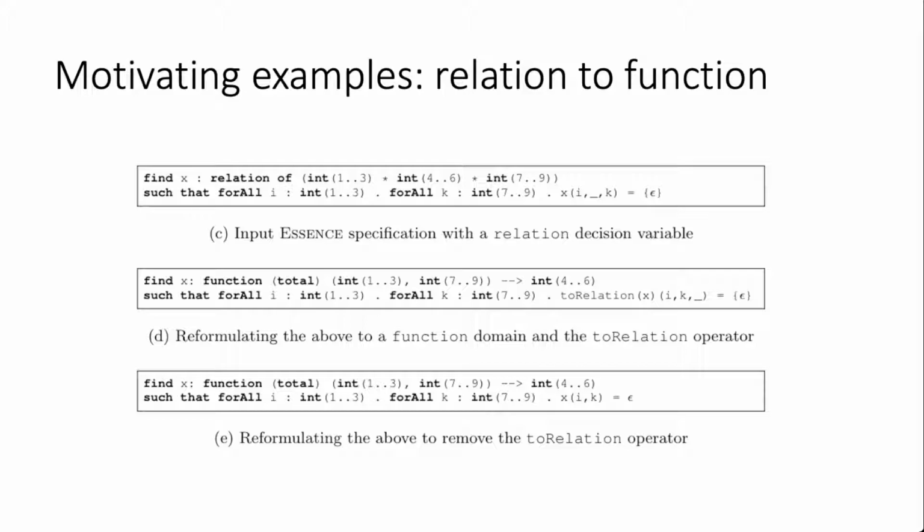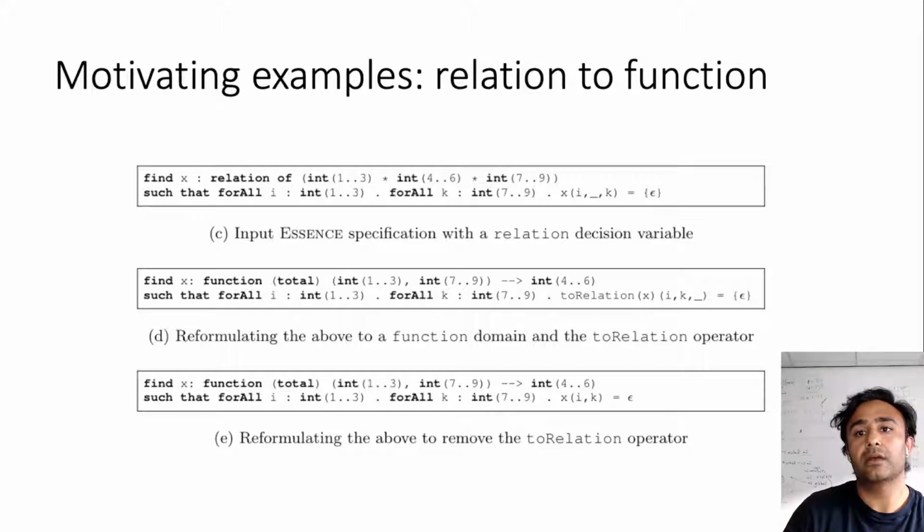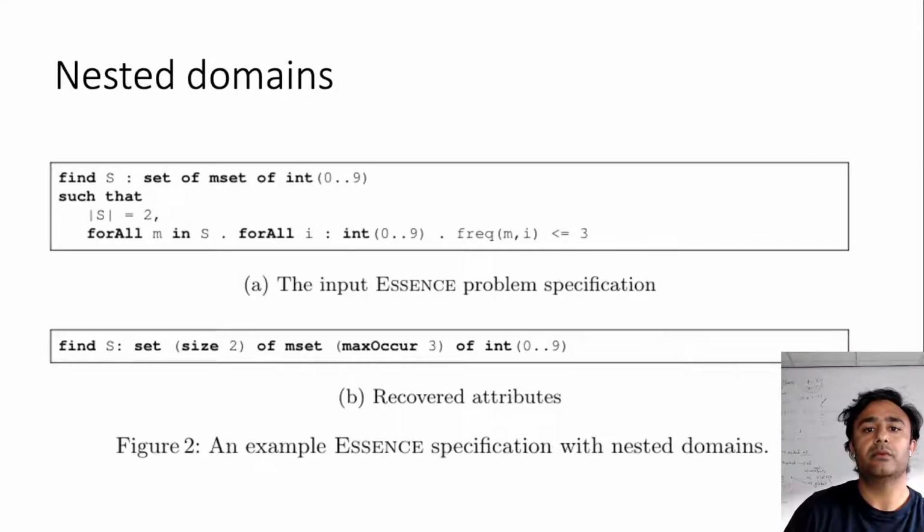This transformation is done using a toRelation attribute, and then a second rewrite kicks in, which allows us to get rid of the toRelation attribute and use a function application directly. So going from the first one to the last one actually allows us to change this model and improve the model quite significantly. We have a number of other examples in the paper, so I encourage you to go and read the paper.